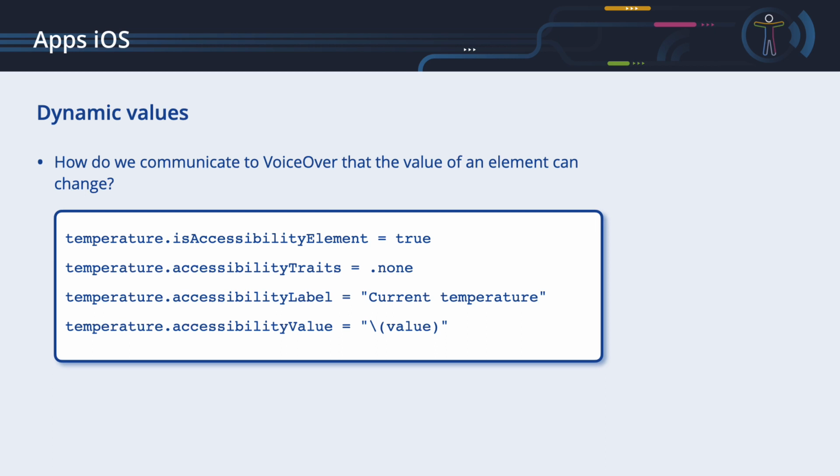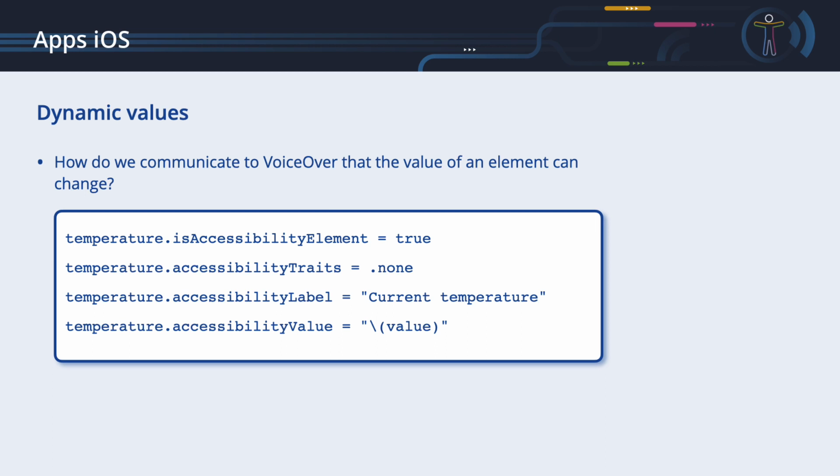As our temperature value offers no possibility for interaction, we set the accessibility traits attribute to none. The accessibility label attribute tells the user what the value describes, whereas the accessibility value attribute holds the actual value information. As the text was set as an accessibility value attribute, VoiceOver knows that it has to update the value every time the VoiceOver cursor is focused on it.